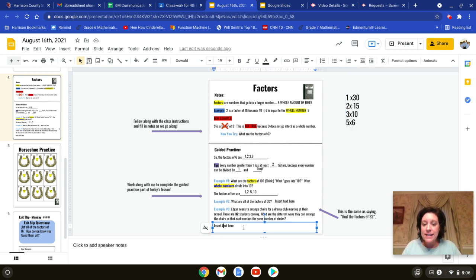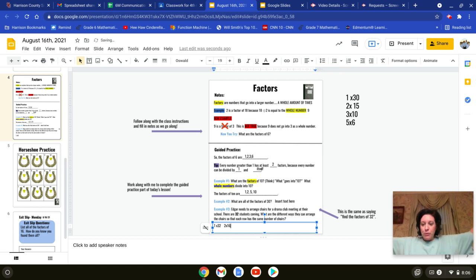The last one says, Edgar needs to arrange some chairs for a drama club at their school. There are 32 students coming. How many ways can you arrange the chairs? That's the same thing. We're dividing those chairs out into different arrangements. So you could have a 1 by 32. You could have a 2 by 16. So look what happened.